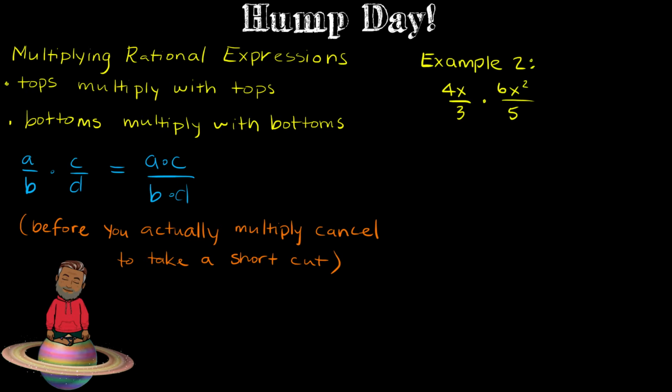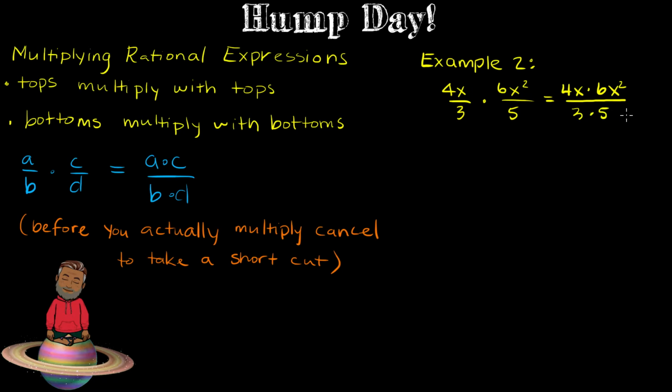All right, now our second example, we're going to amp it up just a bit. We're going to make it look a little bit more like a rational expression, give it some variables. So in our second example, we have 4x over 3 times 6x to the power of 2 over 5. Since it's multiplication, we're going to do exactly what it says. Multiply the tops together, so 4x times 6x to the power of 2, over, and we're going to multiply the bottoms together, 3 times 5.